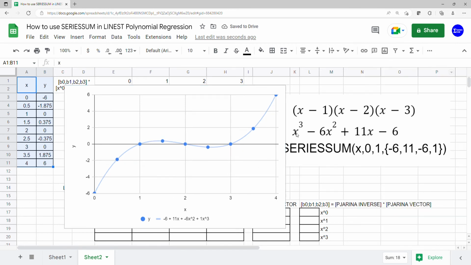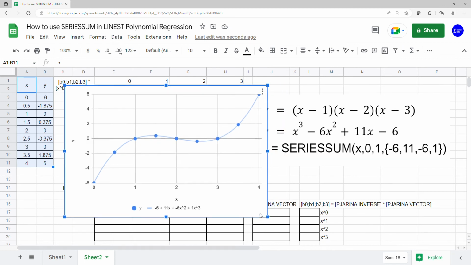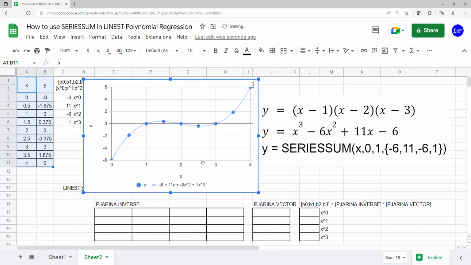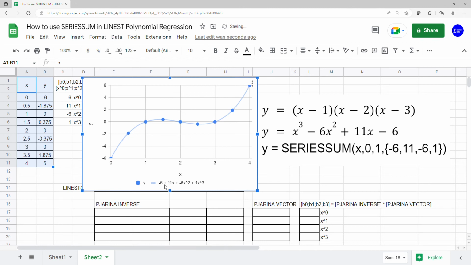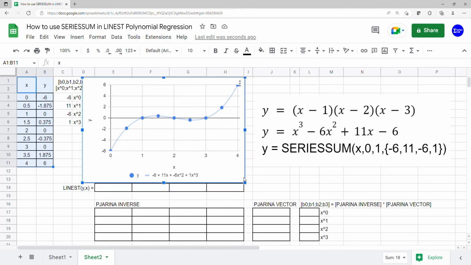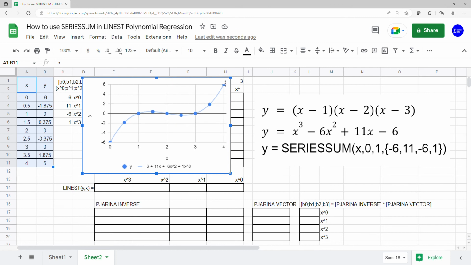So here's our trend line and the polynomial. So this is y equals minus 6 plus 11x minus 6x squared plus x cubed. We can use LINEST to calculate this. To do that, we can use the least square method, LINEST, for this one.